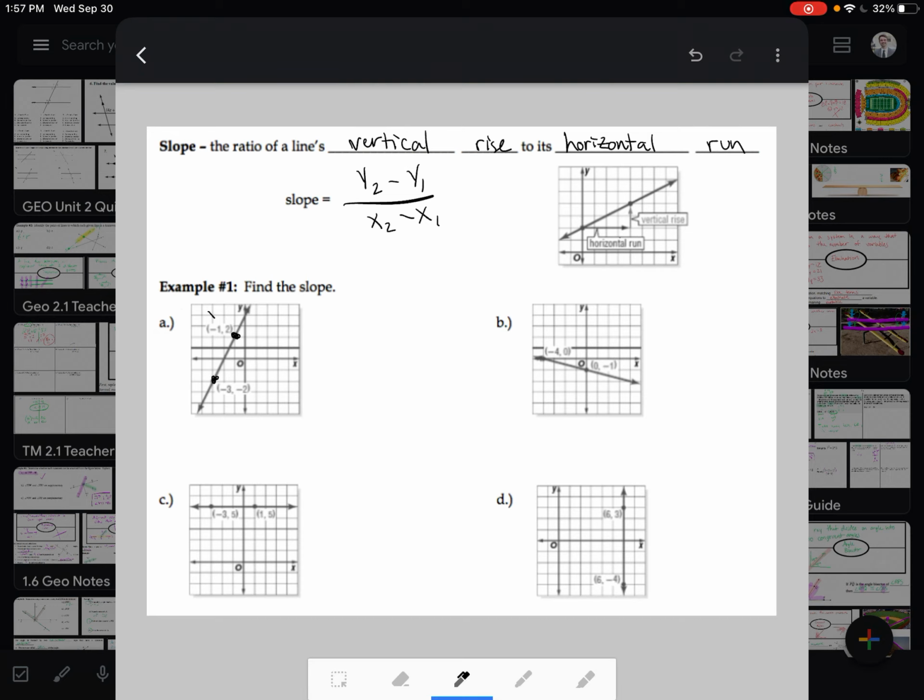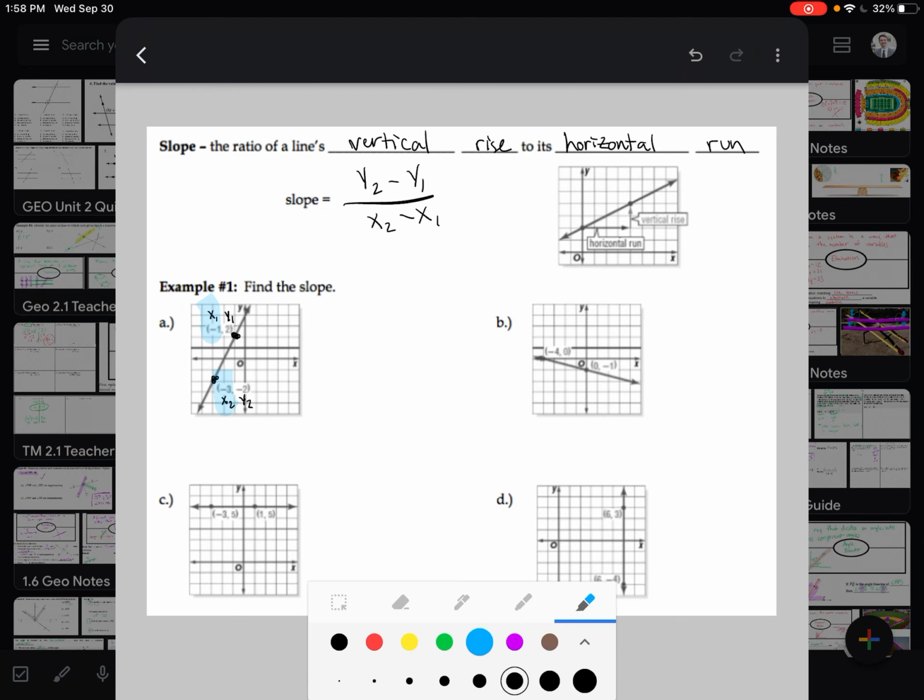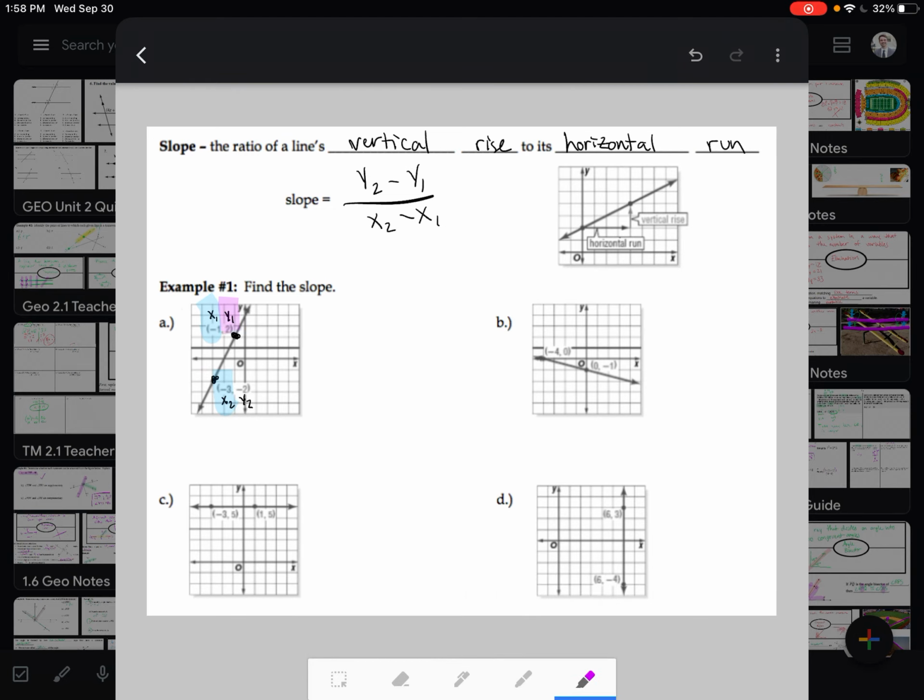So on top, we'll start off with x1 and y1. And on the bottom, we'll have x2 and y2. So those are clearly labeled, and we are ready to plug those in. And also just to be extra clear, that's our x term. And that's our second x term. And let's highlight those y terms. That's our y term, and that's our second y term.